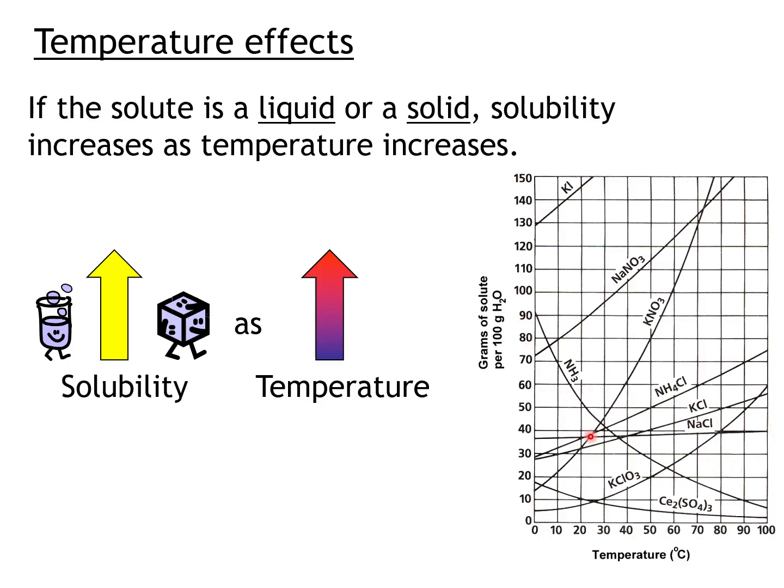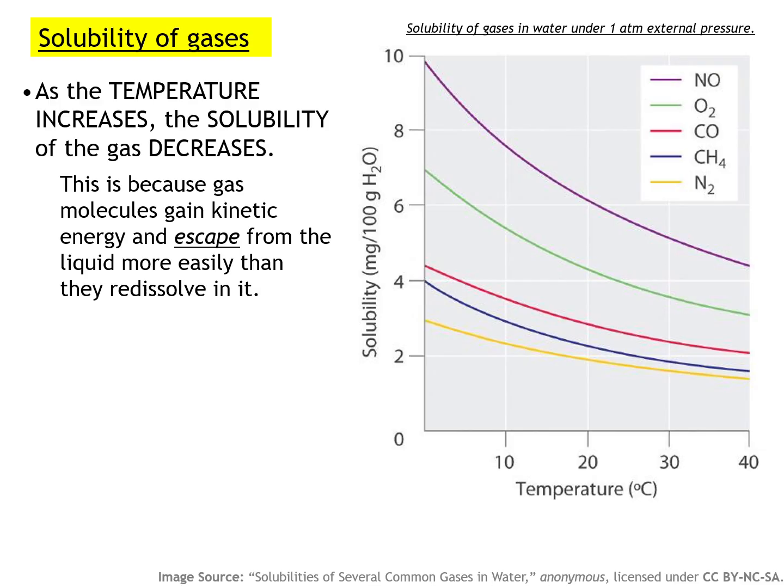If you notice, NH3, which is normally a gas under most circumstances, decreases, and that's because it is a gas. As the temperature increases, the solubility of a gas decreases. Over here I have several gases: nitrogen monoxide, oxygen gas, carbon monoxide, and you can see they all decrease at about the same rate. The reason is that the gas molecules are gaining kinetic energy, which allows them to more readily escape from the liquid phase rather than redissolve in it.